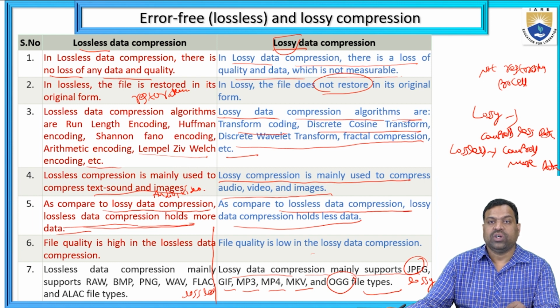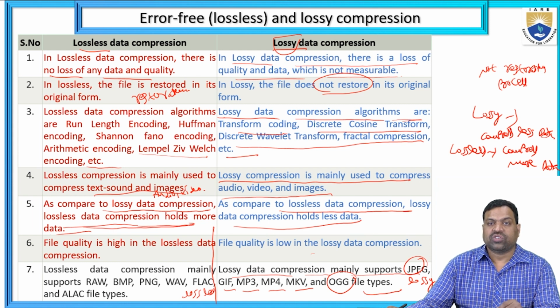In lossless data compression, there are different types of algorithms being used: run length coding, Huffman coding, Shannon-Fano coding, arithmetic encoding, and Lempel-Ziv-Welch encoding. These are the lossless ones. For lossy data compression algorithms: transform coding, discrete cosine transform, discrete wavelet transform, fractal compression, etc.